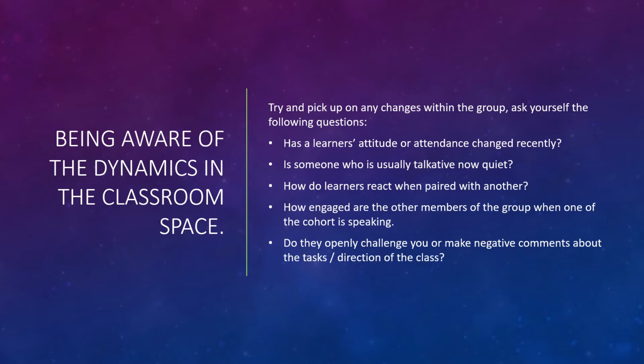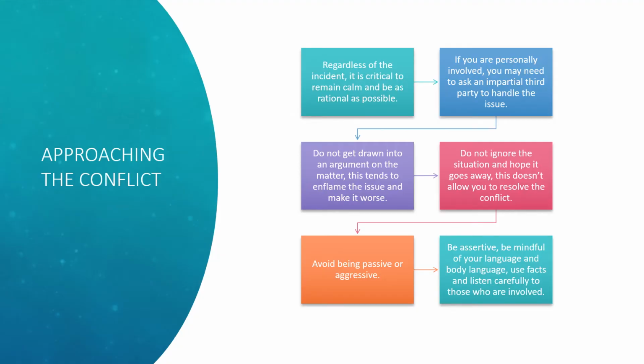All of these are really important to think about, and I'm sure most of you do this anyway during a class. In a lot of cases, just a simple question at the end of a class, asking someone back, "I haven't seen you around lately, is everything okay? You've been quiet recently, are you okay? What's going on?" It's simple. Honestly, asking a simple question might be able to solve the issue immediately. However, sometimes it might not. So if it doesn't, we'll talk about approaching the conflict.